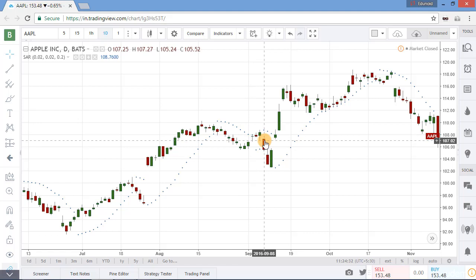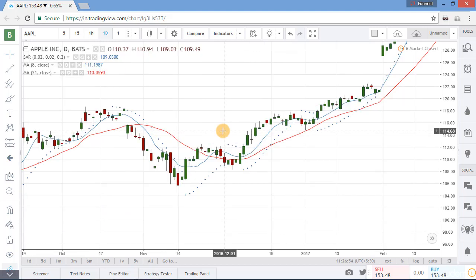Now the question arises, can we simply trade the dots every time? And the answer is no. We should use other indicators with parabolic SAR to avoid being trapped in false signals. For example, we can use a two moving average system, MACD, etc. that tell us about the trend direction.